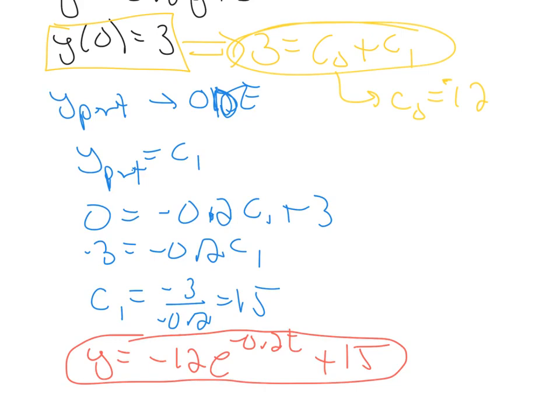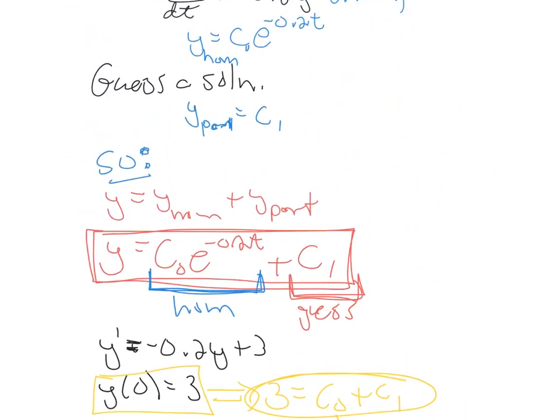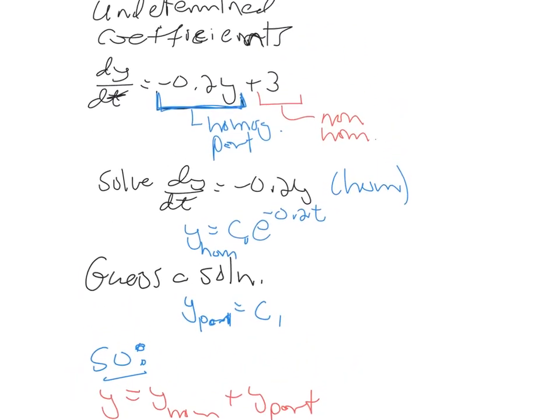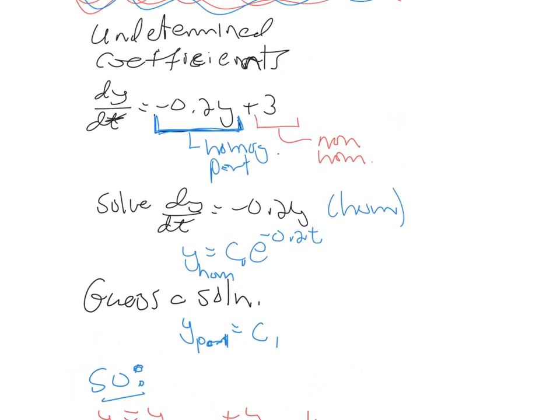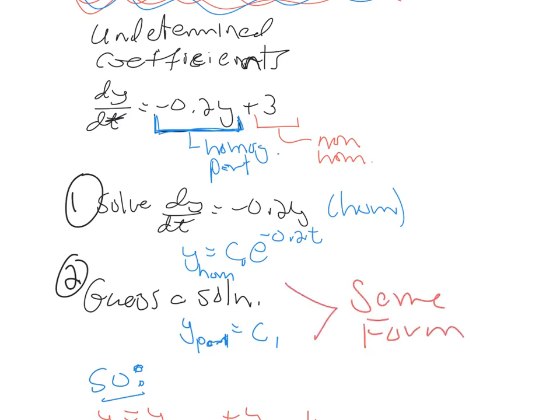So let's talk through the steps one more time for undetermined coefficients. I look at my differential equation. My differential equation is a linear differential equation, and I break it into a homogeneous part and a non-homogeneous part. I solve the homogeneous part, so one might call that step 1. In step 2, I would say let's guess a solution for the non-homogeneous part, and this has the same functional form as the homogeneous part.